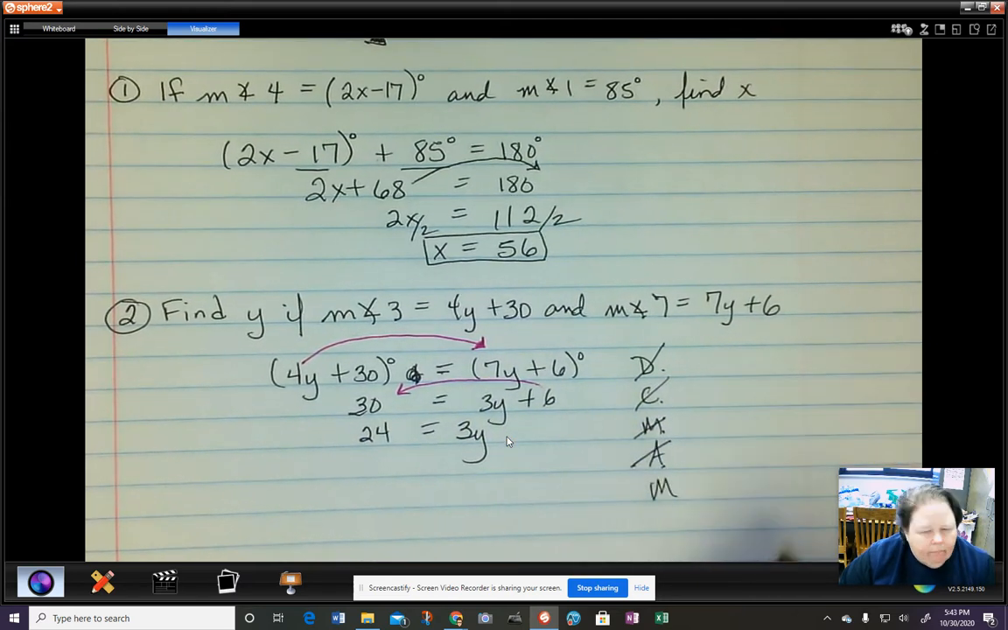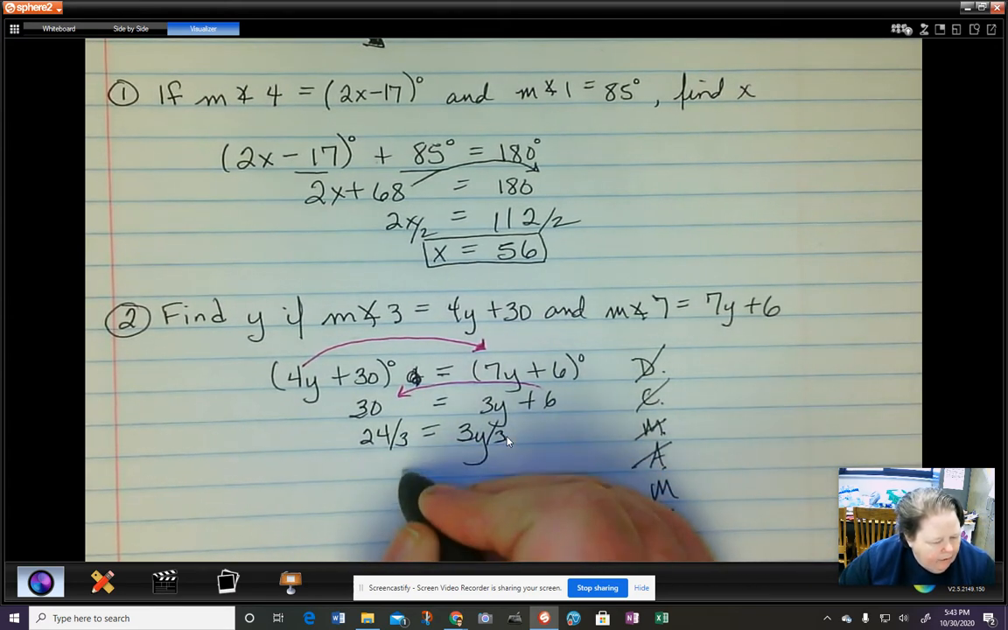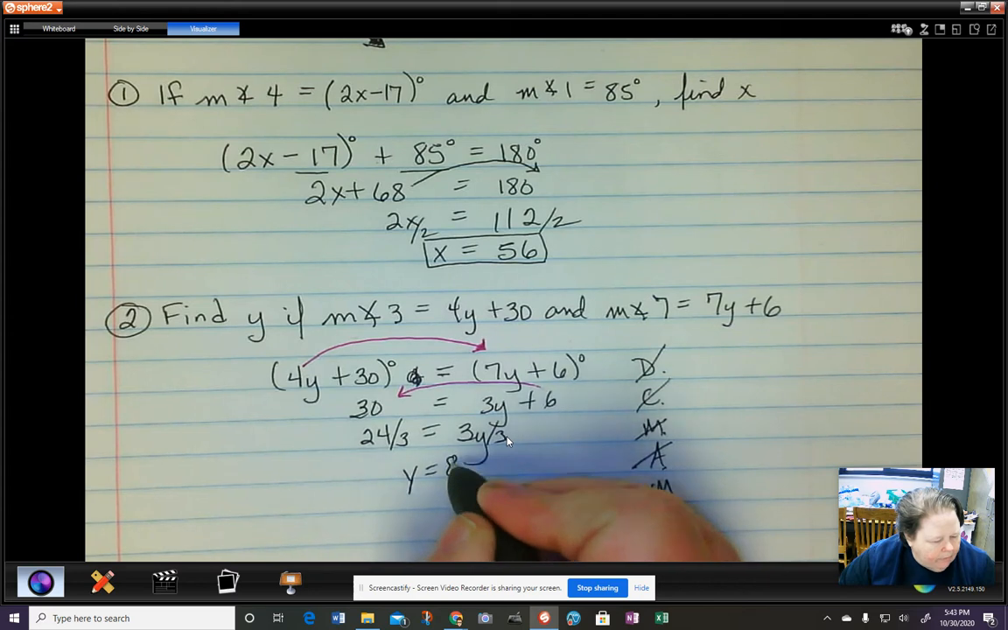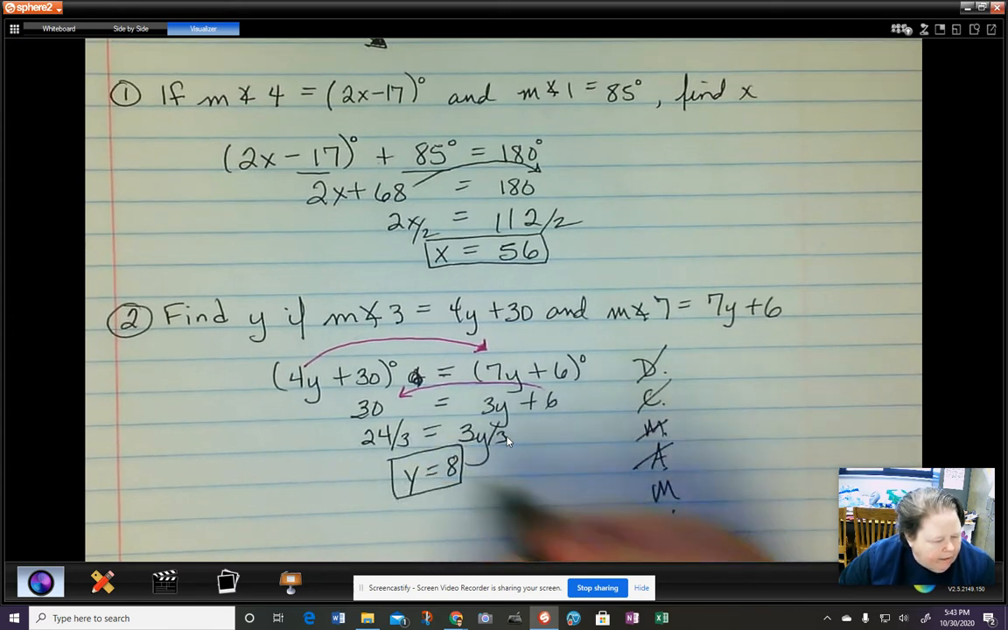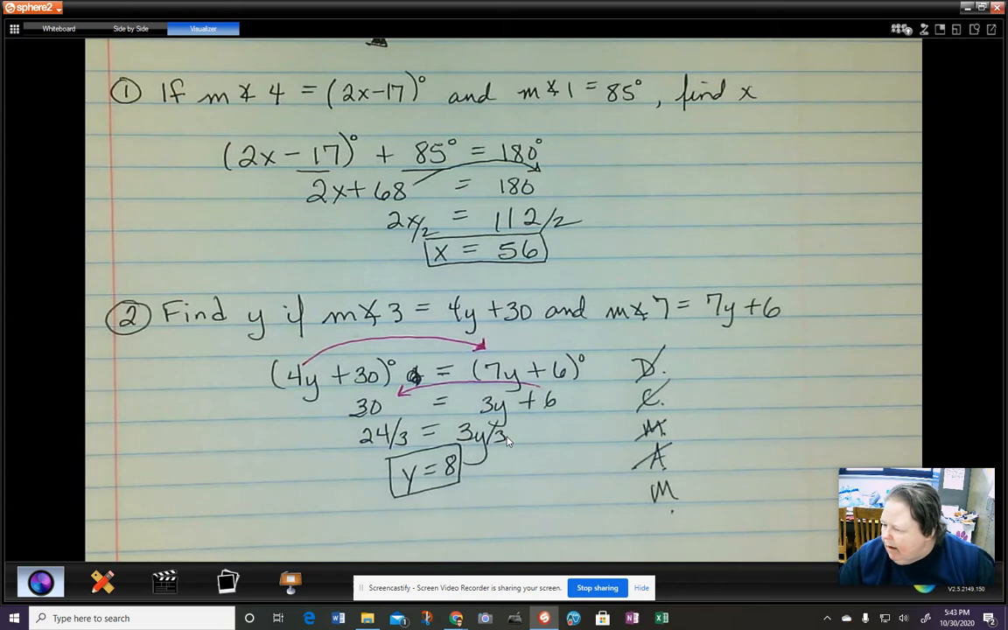So I've added. Next, I'm going to multiply and divide. I'm going to divide by 3, divide by 3, so y equals 8. And that's what we needed to find. Not so hard, right? Okay. Let's try one more problem.